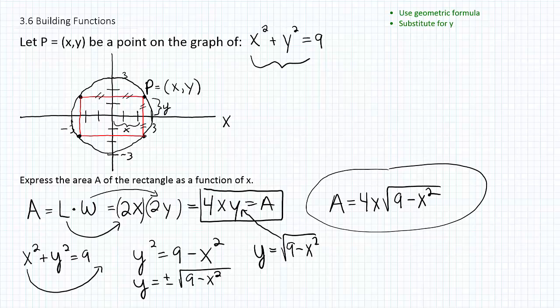Now what this means is that if I give you a particular x coordinate for my rectangle, right? So if I decide where that point is going to be located based on what its x value is, you'll be able to tell me the area of the rectangle. That's a pretty nice thing to have.